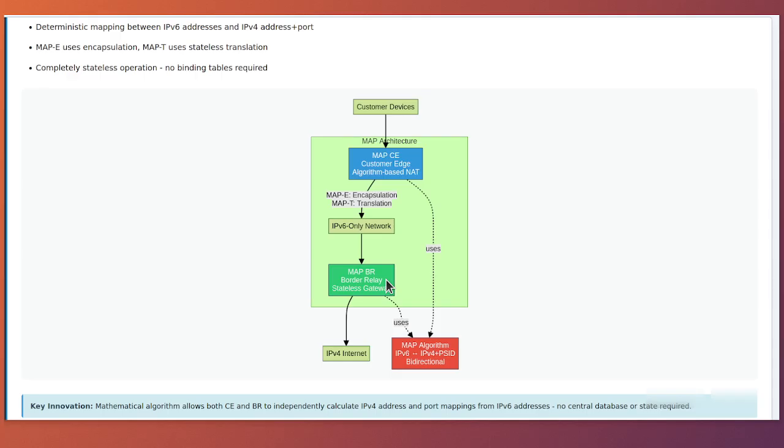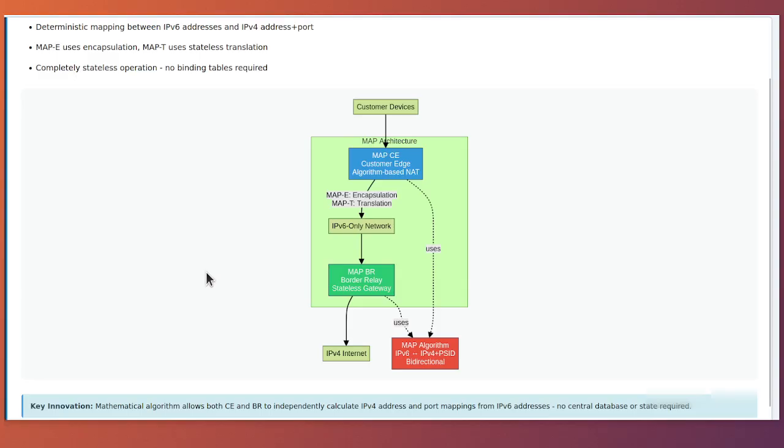MAP-E uses encapsulation, wrapping IPv4 packets inside IPv6 packets, similar to what we saw with DS-Lite and LW4o6. MAP-T, on the other hand, performs stateless protocol translation between IPv4 and IPv6, converting packet headers rather than encapsulating them. This distinction has important implications for deployment scenarios, operational characteristics, and compatibility with various network architectures.